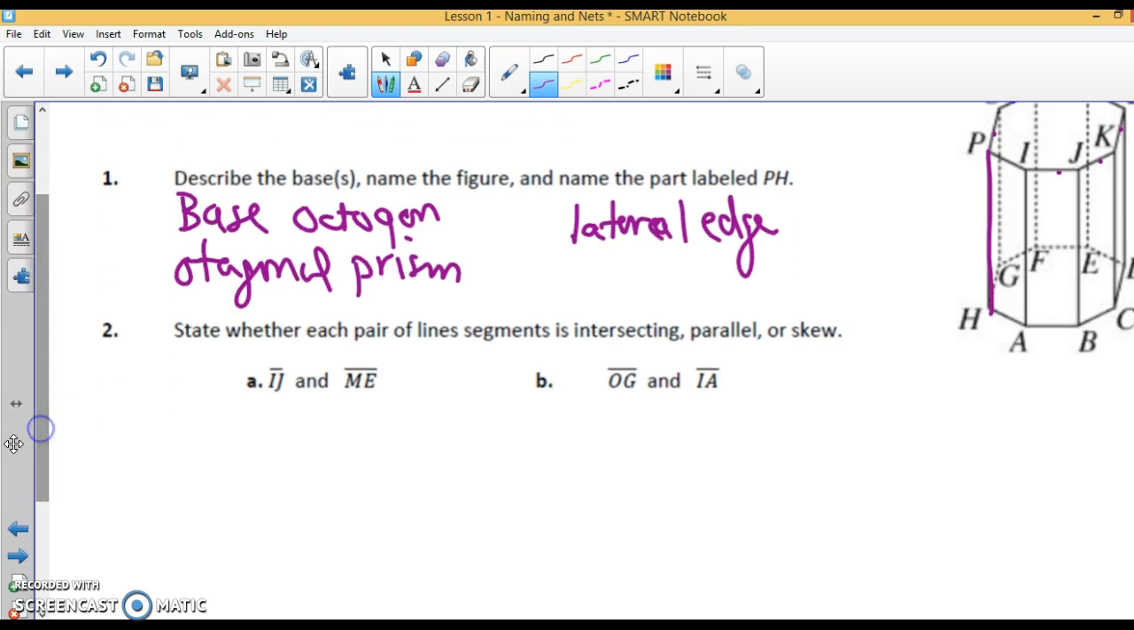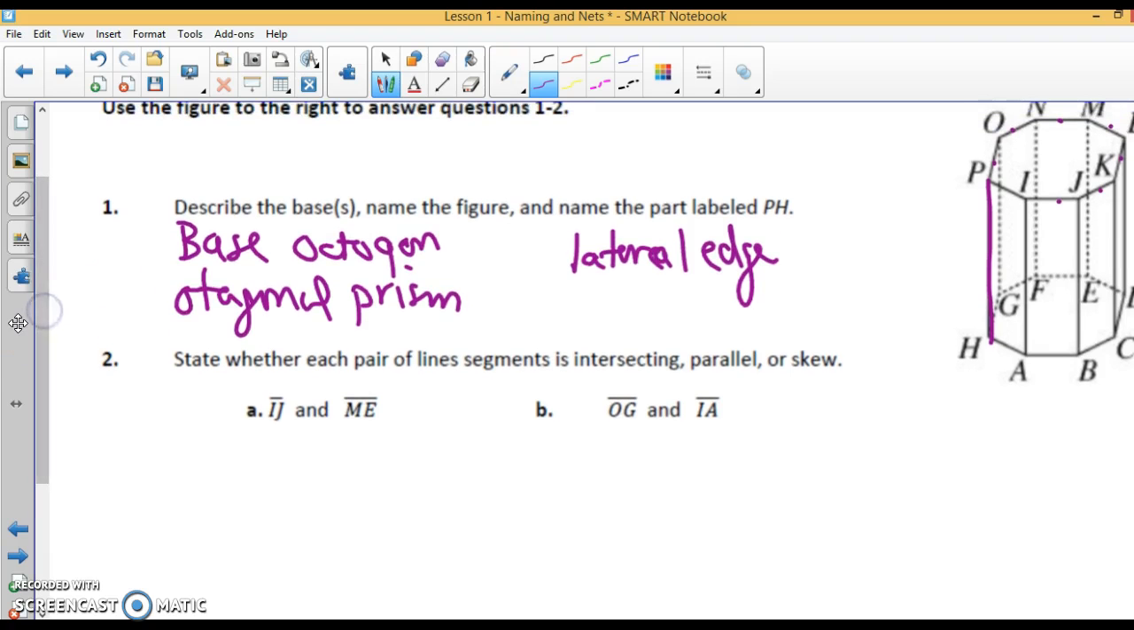Number 2. State whether each pair of line segments is intersecting, parallel, or skew. So, IJ is right here, and FE. Where's FE? FE is back here. Now remember, this is a 3D shape. They would be skew, because they're never going to intersect and they're not parallel.